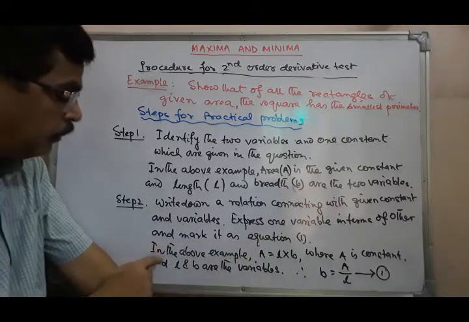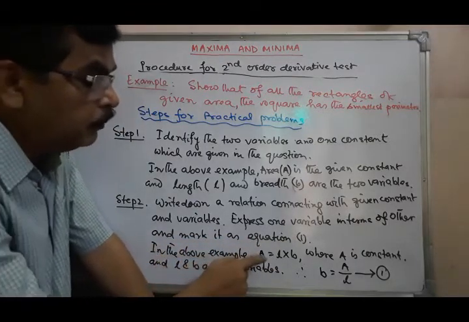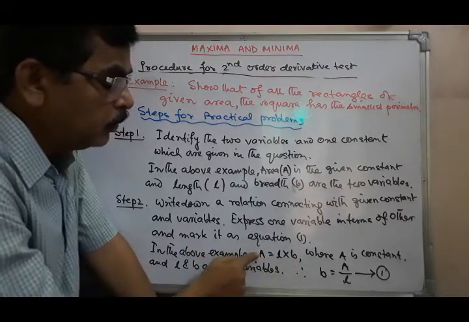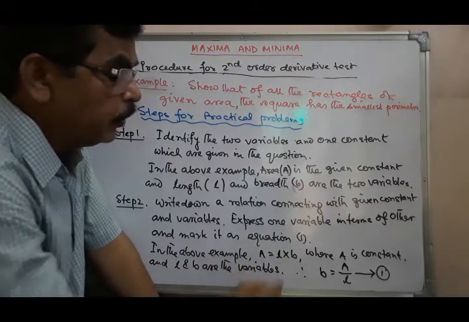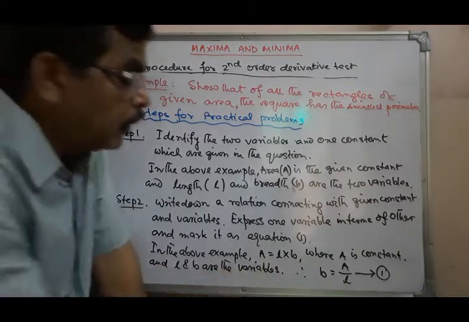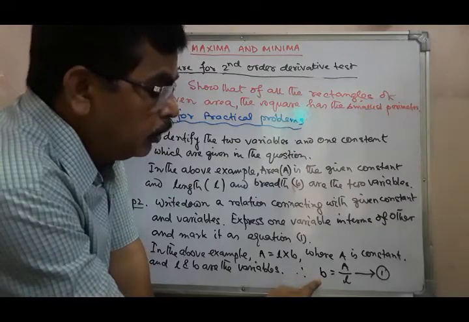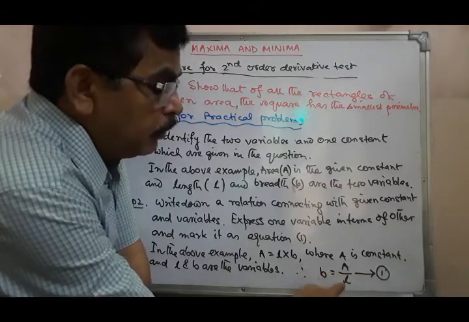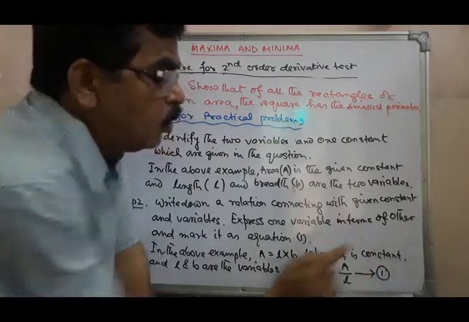For example, in the above example, A equals L into B, because area of the rectangle equals length into breadth, where A is constant and L and B are the variables. We have expressed B, one variable, in terms of the other variable L, and we have marked it as 1.